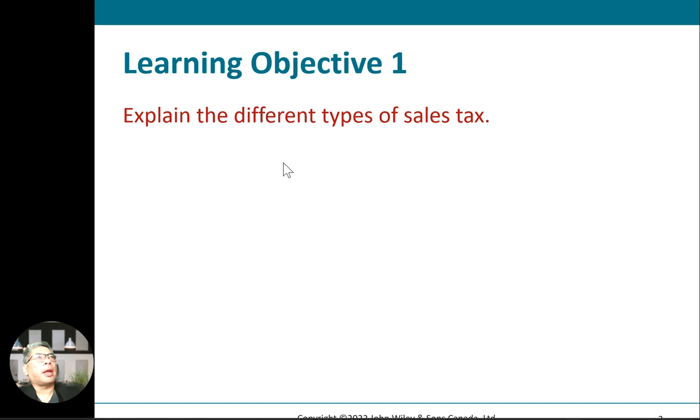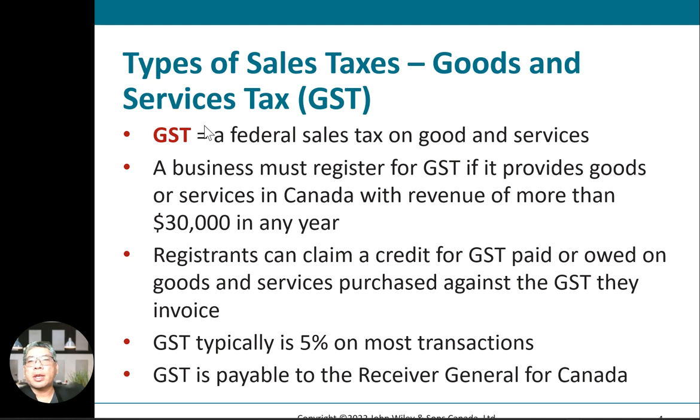Okay, let's say learning objective number one: explain the different types of sales tax. What is sales tax? Let's look at this. GST is the federal sales tax on goods and services. A business must register for GST if it provides goods and services in Canada and its revenue is more than $30,000 in a year. Okay, so that is the key part.